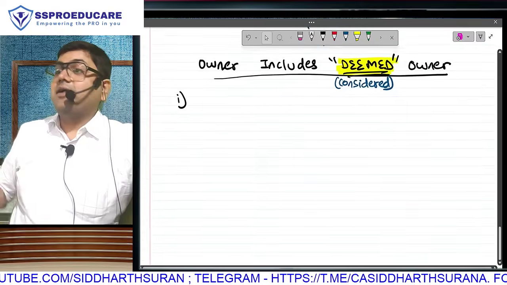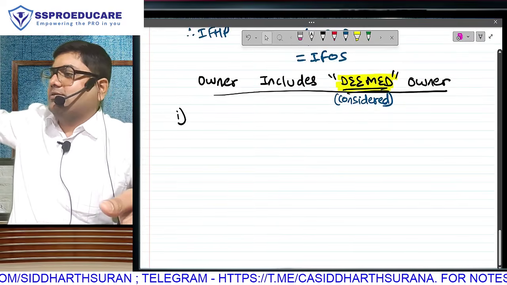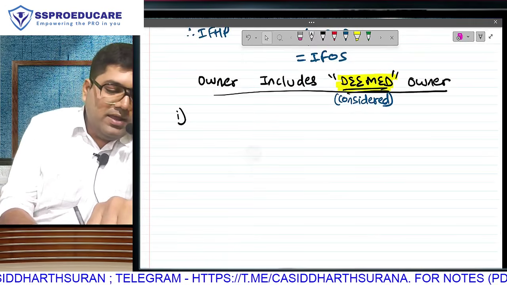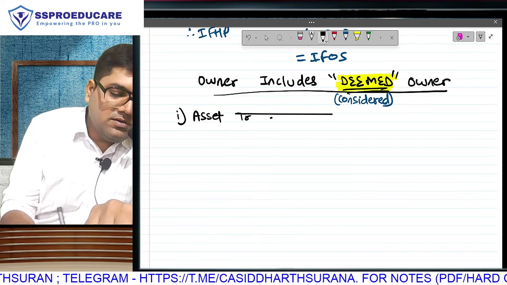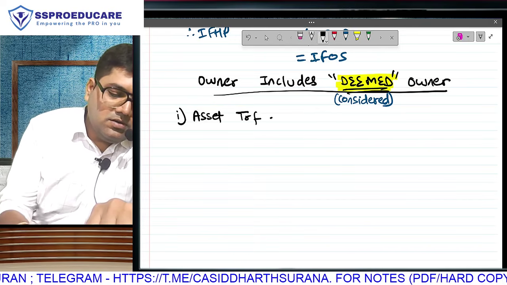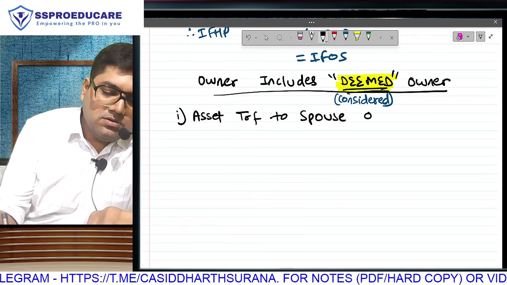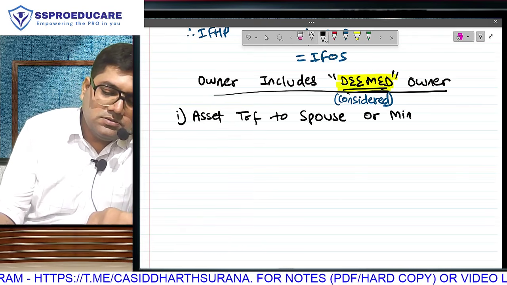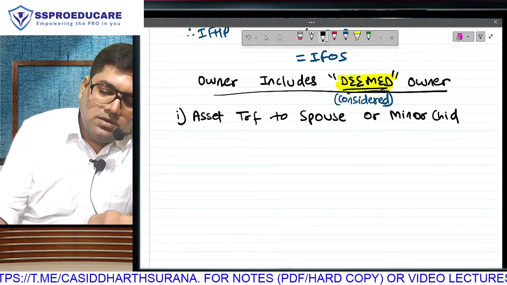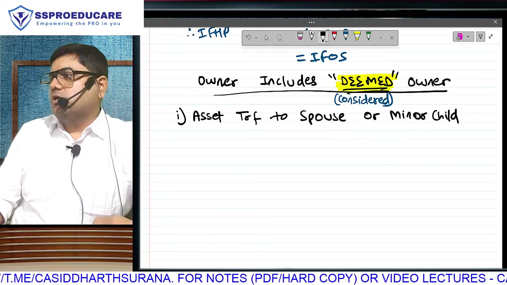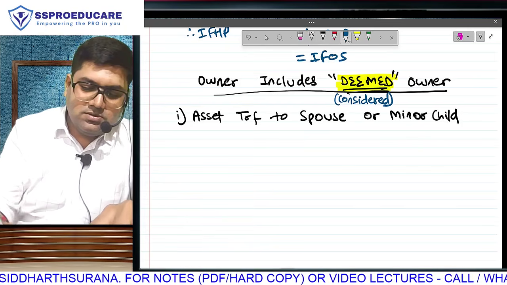First case. Bas mentally be clear. When I am doing 1, 2, 3, 4, 5, this is 1, 2, 3, 4, 5 of which list? Deemed to be owner. Any asset that you have transferred to your spouse or minor child. Any asset transferred to spouse or minor child, of course.